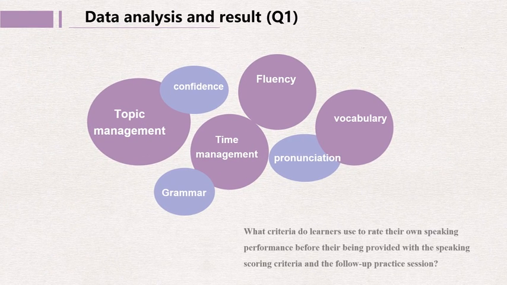Let's move to the second part, data analysis and results. For the first question, the criteria the learners mentioned in their comments for rating speaking on the first occasion were analyzed inductively and grouped into categories. There are 7 aspects, including topic management, competence, fluency, vocabulary, pronunciation, time management, and grammar.